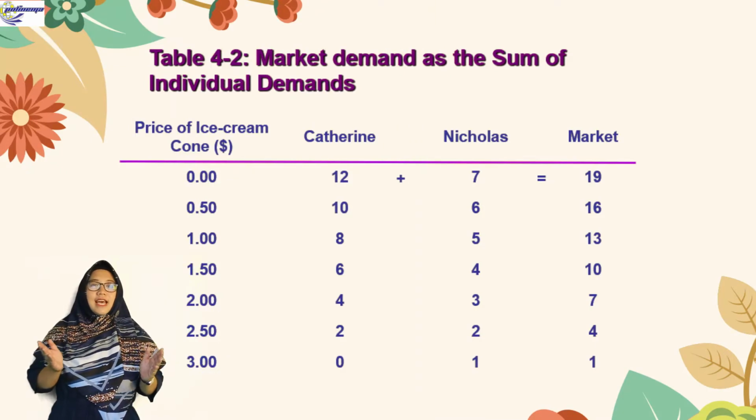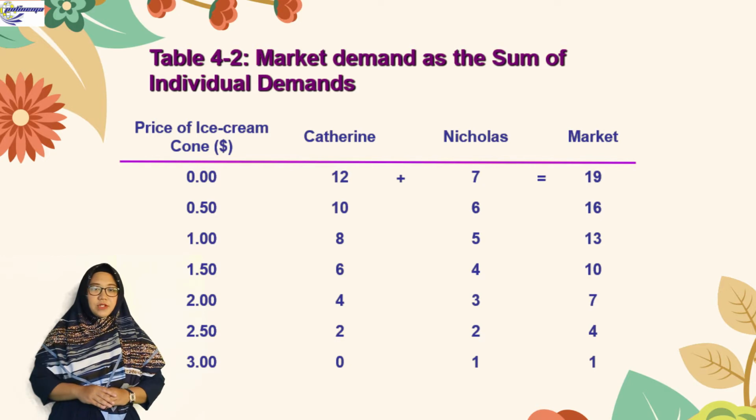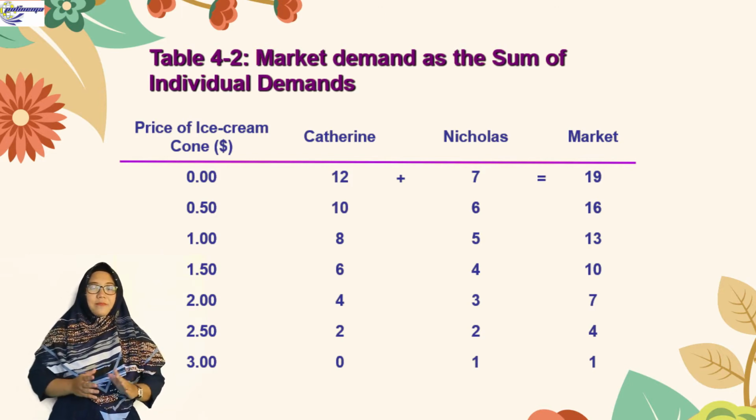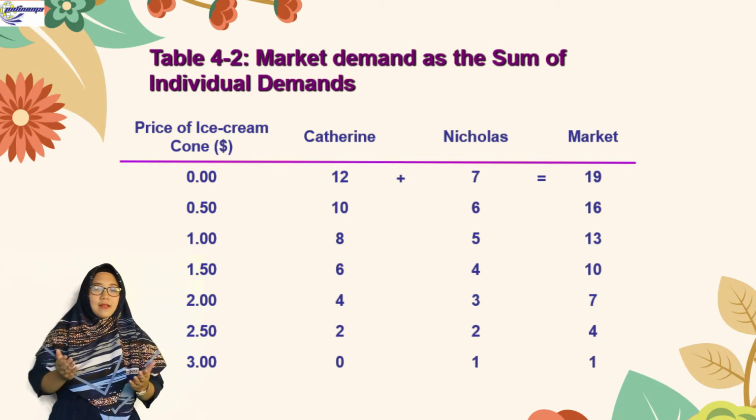Okay, next, let's take a look, table 4.2, market demand as the sum of individual demands. Let's say the price of ice cream cones starts from $0 up to $3. And there are 2 people here, Catherine and Nicholas. Okay, let's start from the price of the ice cream cone at $0. When the price is $0, Catherine will need 12 and Nicholas will need 7. So totally, market demand will be 19.